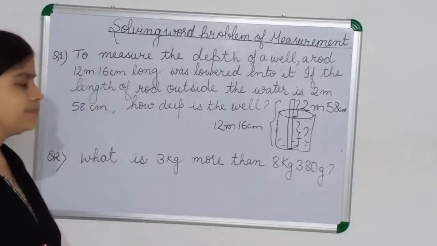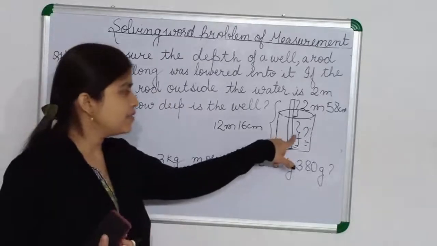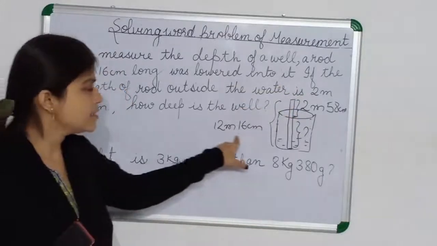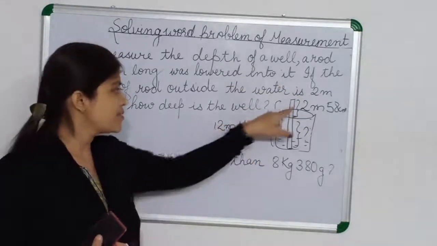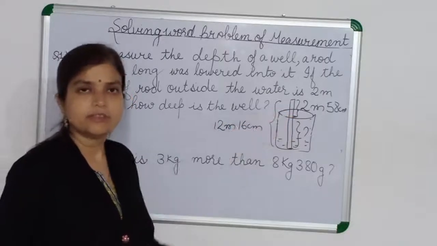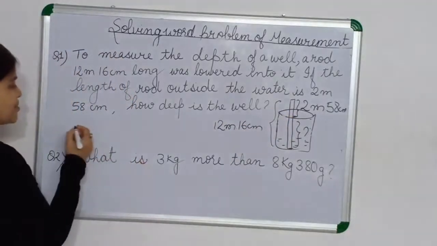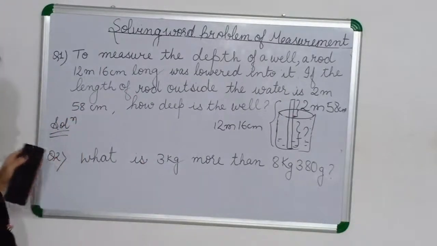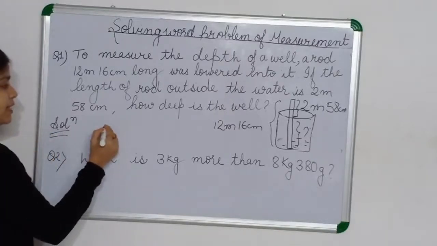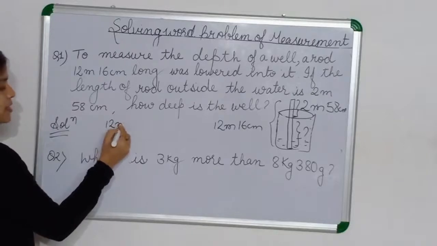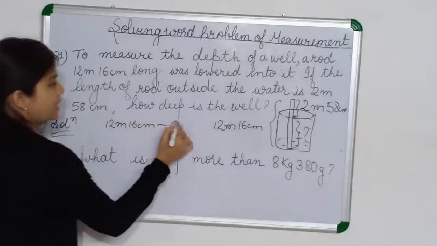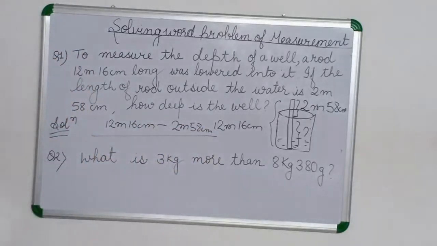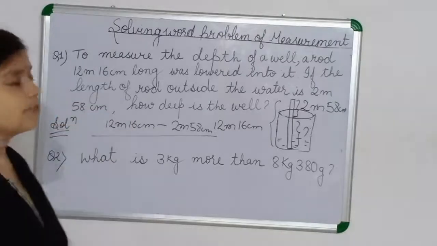So what we will do here? By adding the depth of the well and the length of the rod which is left outside, we will get this much. So when we subtract this length, we will get the depth of the well. So for this we will do the subtraction. Solution: word problem, the statement you will write by yourself only. Here we have to subtract 12 meter 16 centimeter minus 2 meter 58 centimeter. This only we have to do, and then we will get the answer. Okay, we will get the depth of the well.